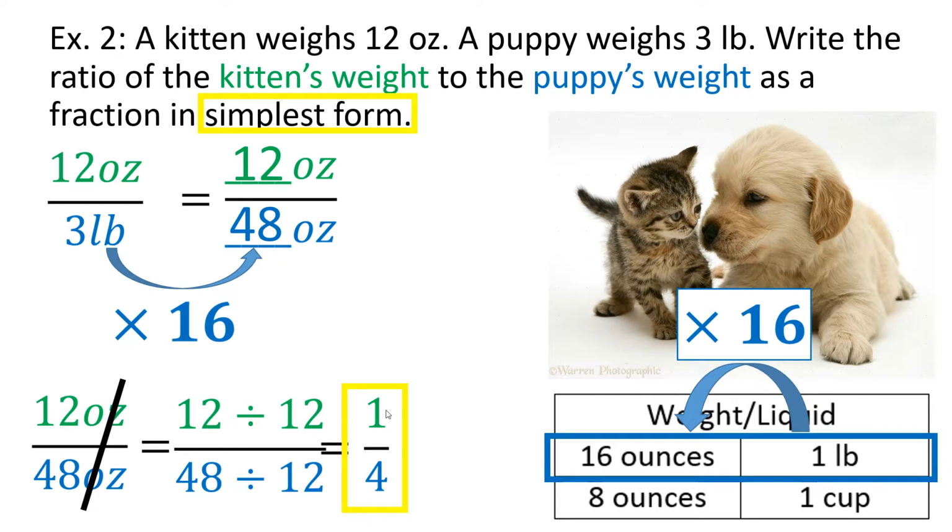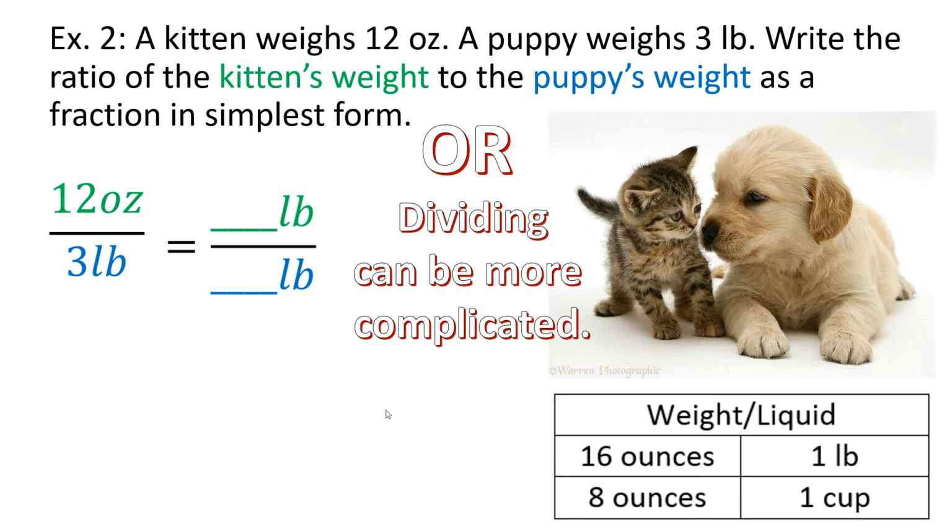And that's another way you could write it. 12 divided by 12, 48 divided by 12. We did the same thing to both, so it stays equivalent. Now, this is just to show you that dividing can be more complicated.